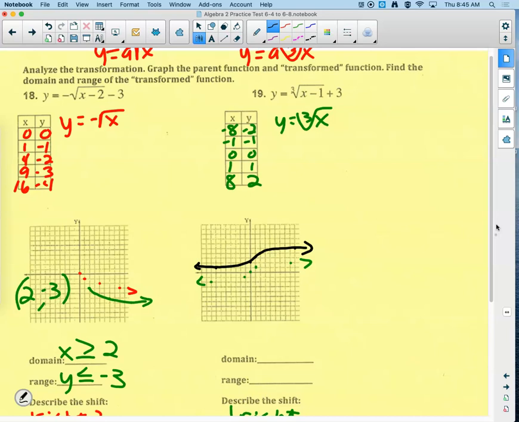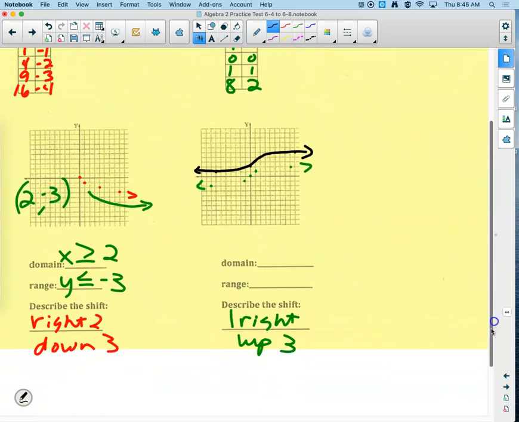What's our domain? You're overthinking. Oh, this one doesn't have a starting point. Not this one. This one does. Square roots do, not cube roots. Do you remember domain and range for cube roots? All real numbers. Goes right and left forever, goes up and down forever. There we go.